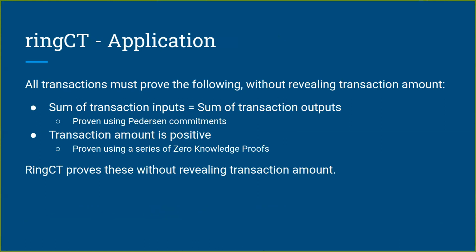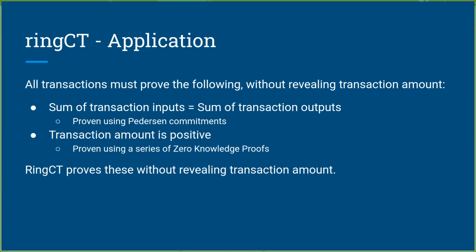In order for a transaction to be valid, there are two requirements that must be proven. 1, the sum of the transaction inputs is equal to the sum of the transaction outputs, or no currency is created or destroyed. And 2, the transaction amount is positive, or money is going from the sender to receiver, not the other way around. RingCT implements a non-interactive ZKP such that a prover can prove these requirements to any verifier without revealing the transaction amount. The first requirement is simply proven with the use of Pedersen commitments.